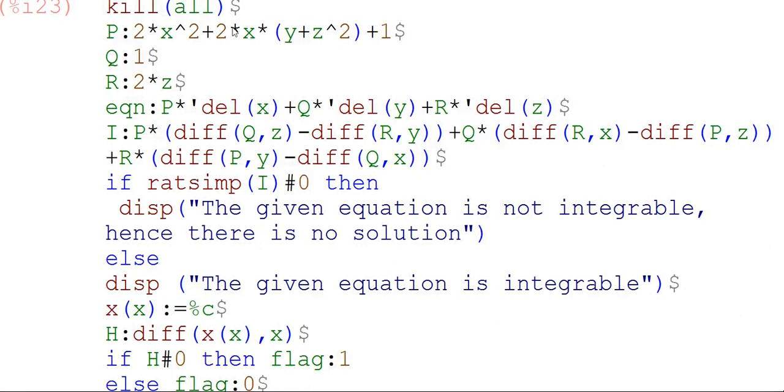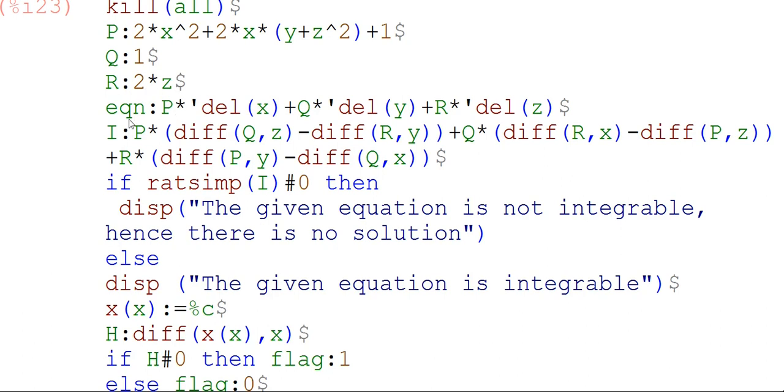The problem here is in the form of (2x² + 2xy + z² + 1) dx + dy + 2z dz = 0. So here p is nothing but the coefficient of dx. The coefficient of dx in the given problem is 2x² + 2xy + z² + 1, and q, the coefficient of dy, is 1, and the coefficient of dz, r, will become 2z.